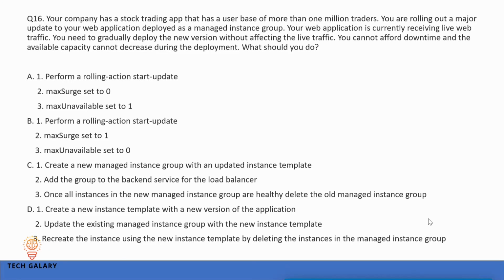Option B, perform a rolling action start update, max surge set to 1, max unavailable set to 0. Option C, create a new managed instance group with an updated instance template, add the group to the backend service for the load balancer. Once all instances in the new managed instance group are healthy, delete the old managed instance group. Option D, create a new instance template with a new version of the application, update the existing managed instance group with a new instance template, recreate the instance using the new instance template by deleting the instances in the managed instance group. The correct answer to this question is option B.